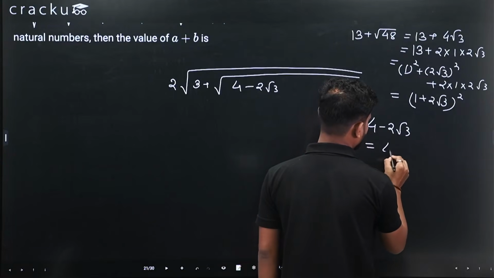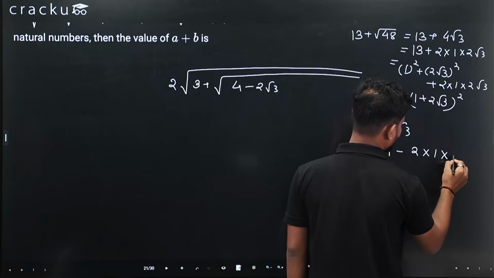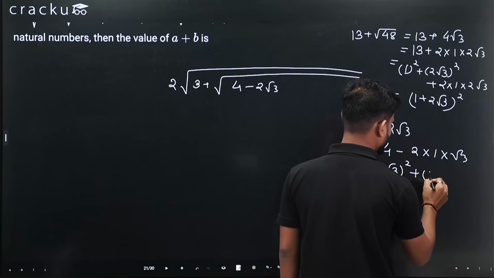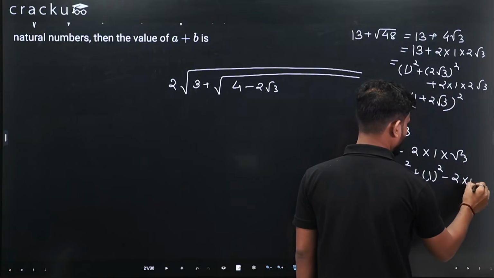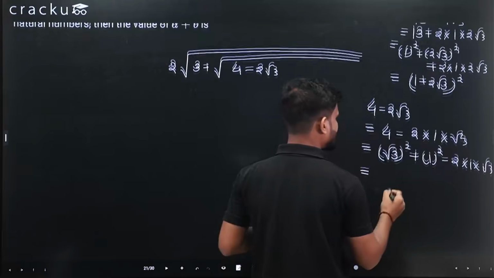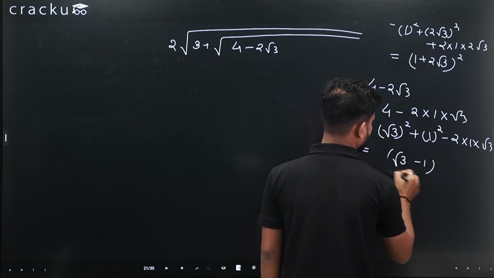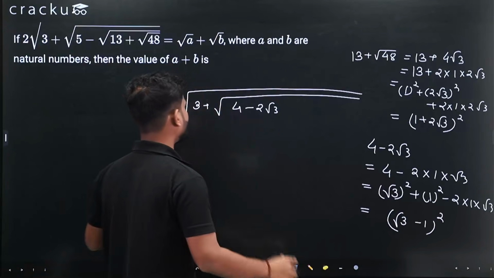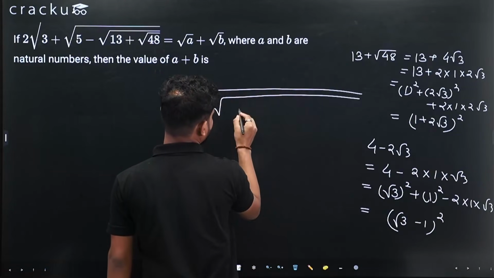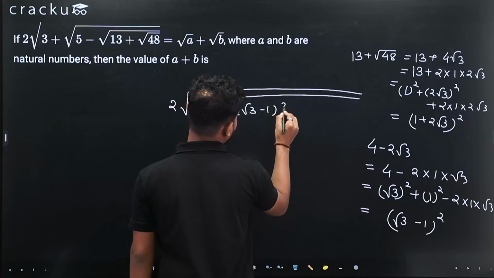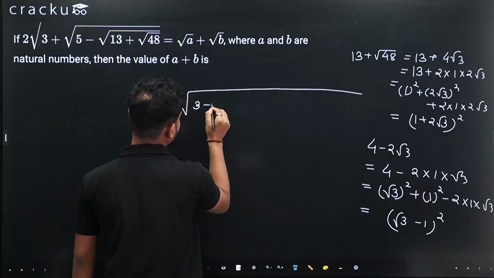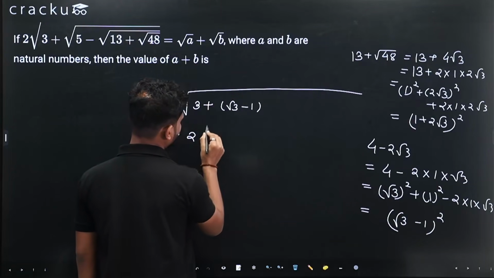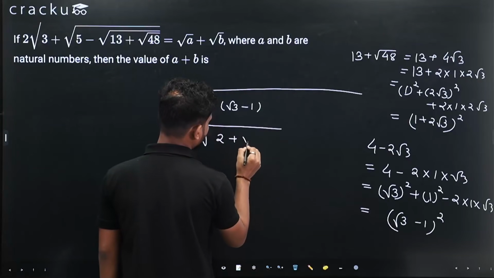Can I write this as 4 minus 2 into 1 into root 3 and 4 as root 3 square plus 1 square minus 2 into 1 into root 3, correct? This is what? This is root 3 minus 1 whole square. Why not 1 minus root 3 whole square? Because whatever will come outside should be a positive number. So this is nothing but root 3 minus 1 whole square. If you take this outside, it will be plus root 3 minus 1, or this is what? This is 2 into 2 plus root 3.